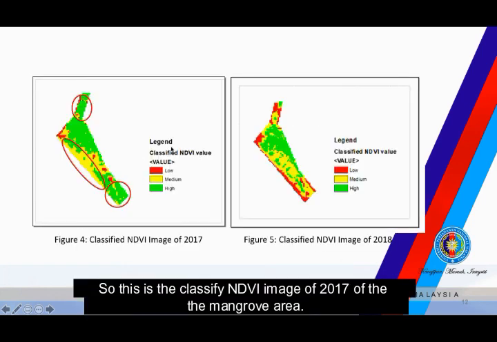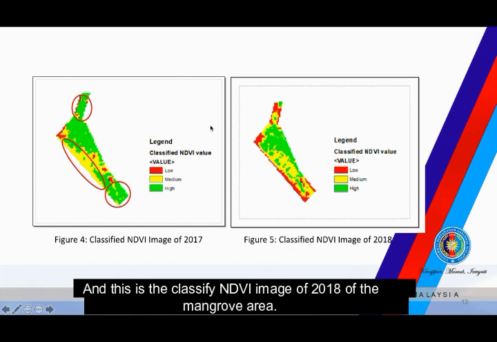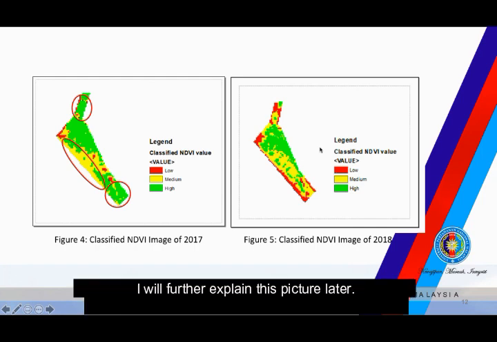So this is the classified NDVI image of 2017 of the mangrove area, and this is the classified NDVI image of 2018 of the mangrove area. I will further explain this picture later.